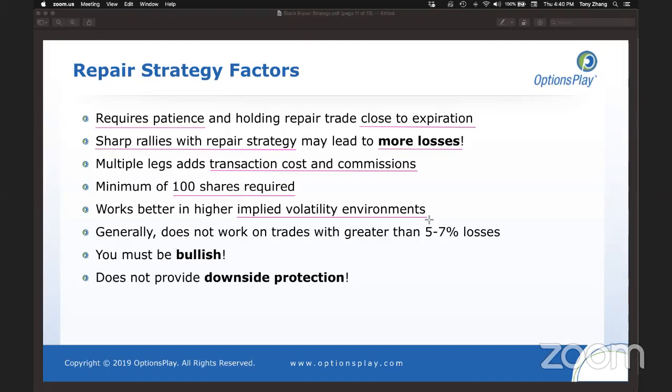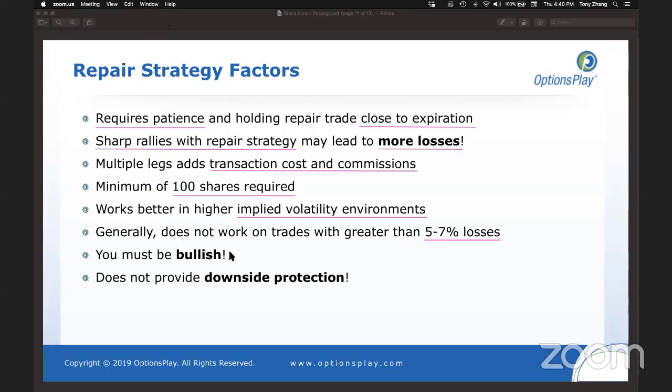Now, I want to reiterate one more time that this trade does not work when you have losses that are greater than 5 to 7%. So if you have a stock that's down 20%, I guarantee you won't be able to find a suitable repair strategy to fix your stock that's down 20%. Usually I find that only 3, 4, 5% is the real range where you're able to find a repair strategy. Greater than that, it's really difficult to do.